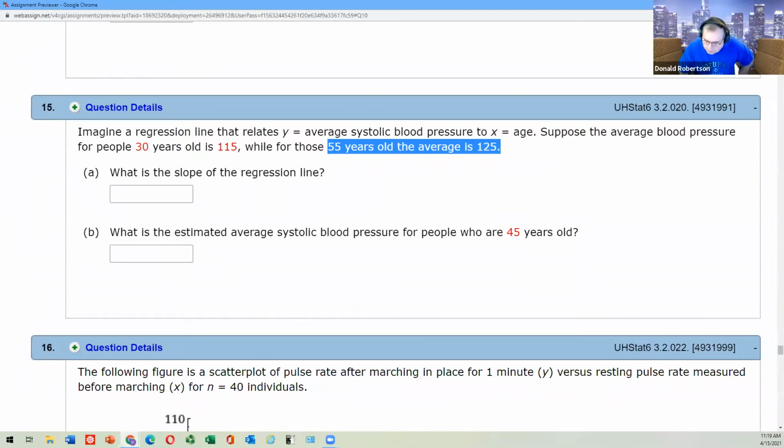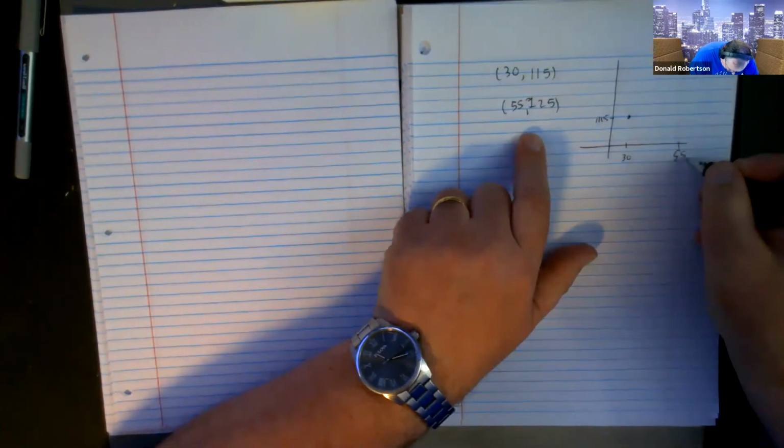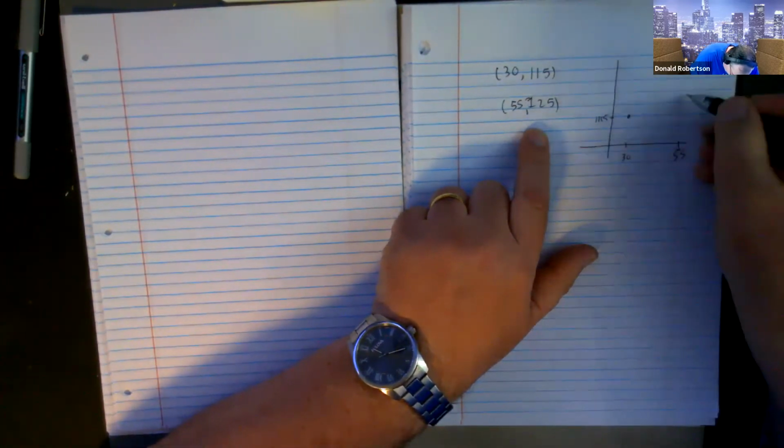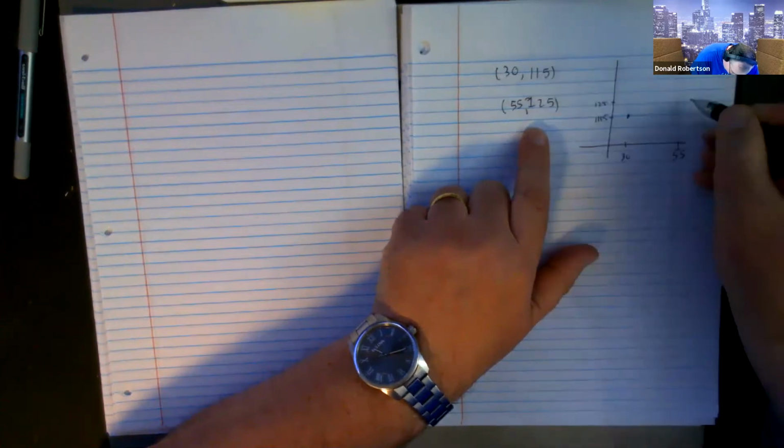And this is going to look like math. You don't get a lot of math, but this is one of them. Now, I'm making no attempt to do this accurately, but can you imagine that was 30, and can we pretend that that's 115? Then if I move over to 55, won't 125 be maybe a little bit higher? We'll be here.